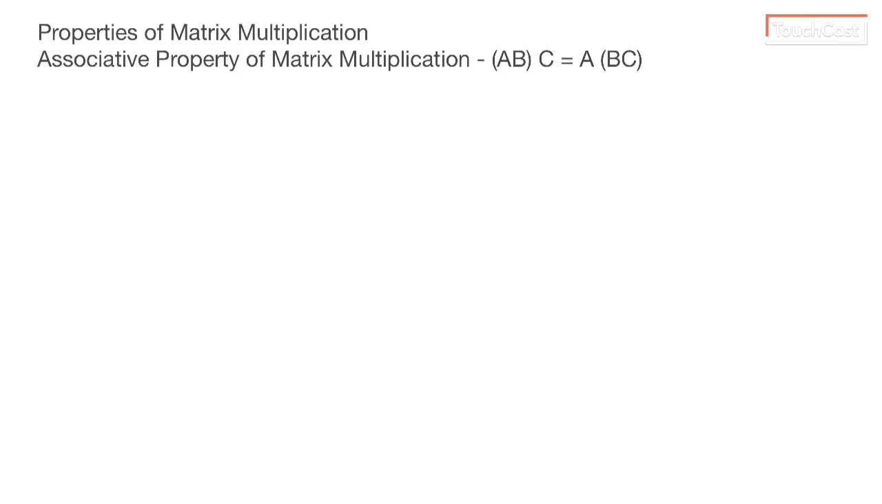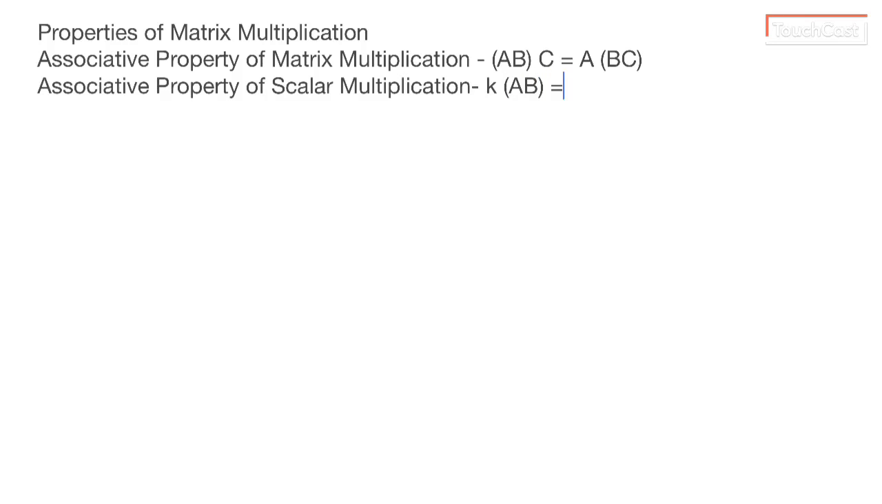We've also got the associative property of scalar multiplication, which says if we take a constant and we multiply it by the product of matrices A and B, that's the same as saying we can take the constant times A and then multiply that by B. And it's also the same then if we take matrix A and multiply it by the product of our constant and matrix B. That's fine.